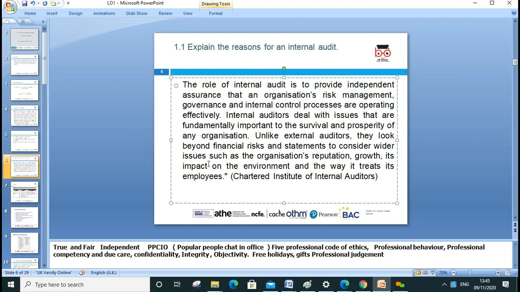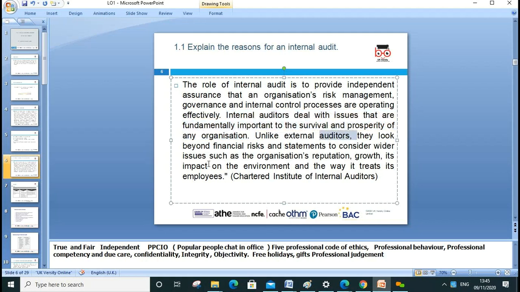Internal audit is the internal control. It brings accuracy in the business operation. Internal audit deals with issues that are fundamentally important to the survival and prosperity of the organization. That's why we do audit. Survival and prosperity can be brought. If we don't do audit, we can't.